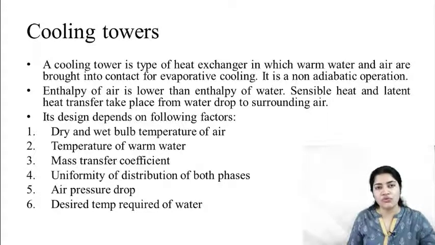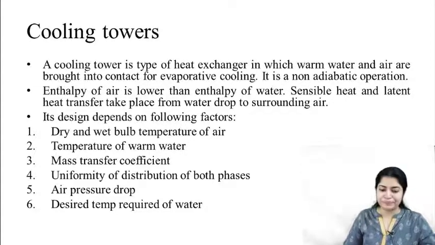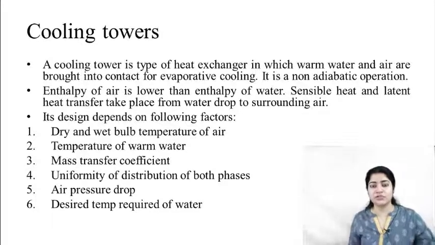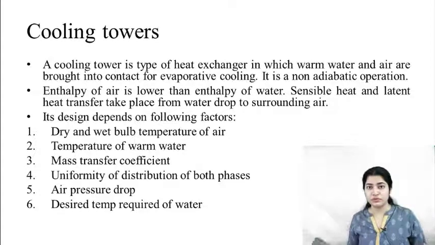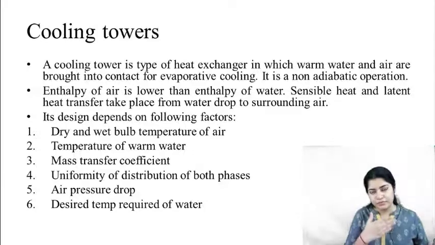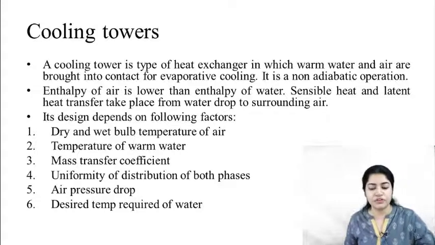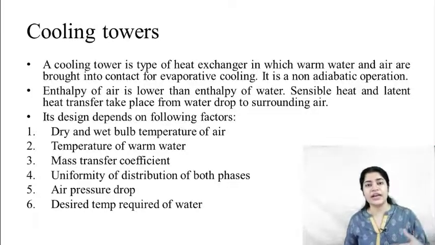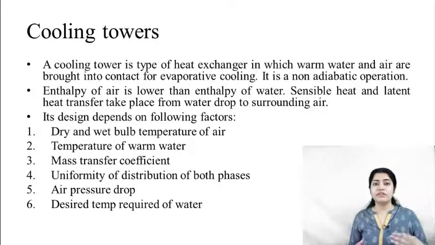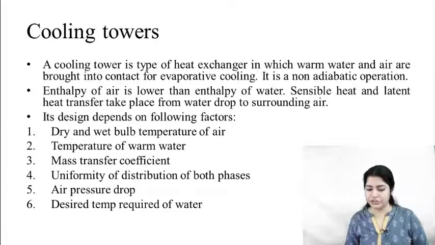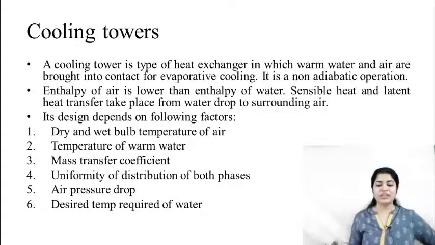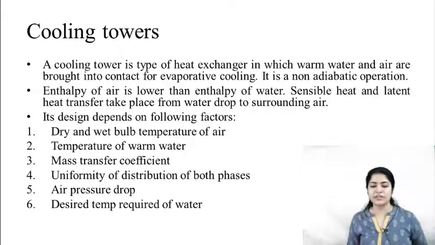Now the design of your cooling tower depends on the following factors. First of all, dry and wet bulb temperature of air. Second is the temperature of your warm water. Then the mass transfer coefficient. How much mass transfer coefficient is there between water and air? Then and only then it will be possible for mass to transfer. Here mass is what we are talking about, water vapor, right? Then the uniformity of distribution of both phases. Of course air and water have to be brought into contact here, so uniformity of distribution is also important. Then air pressure drop. Then the desired temperature required for your water, up to what temperature you have to cool down your water. So these are the 6 factors on which the design of a cooling tower depends.